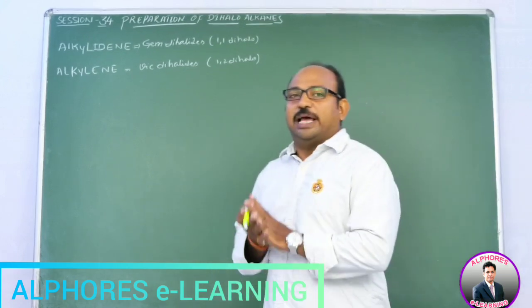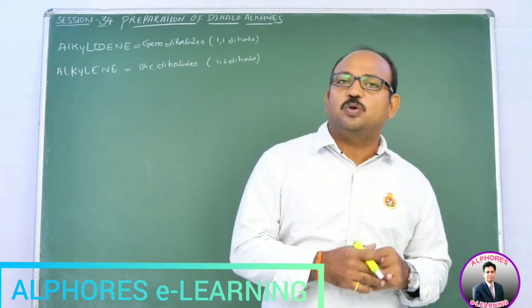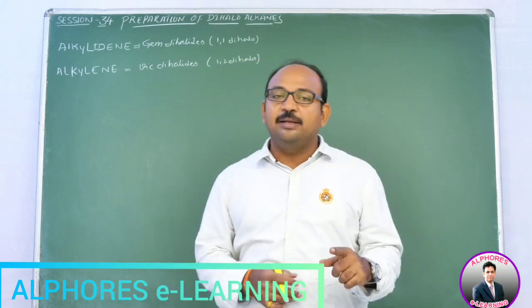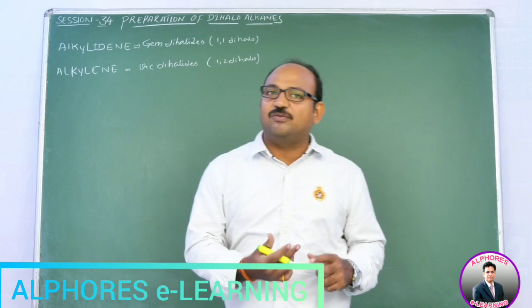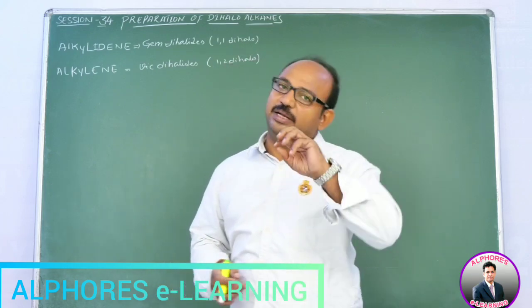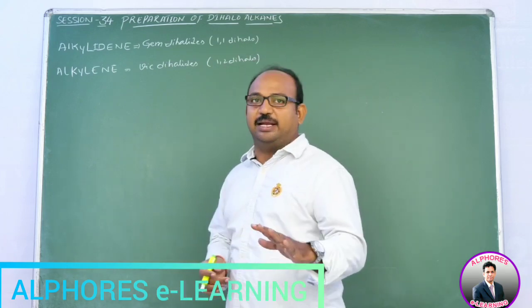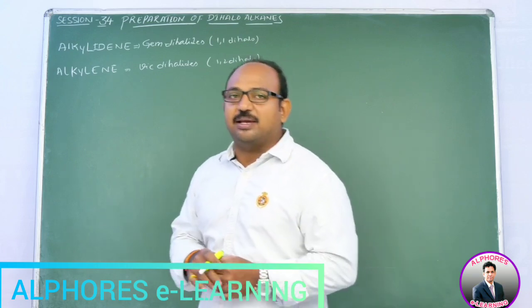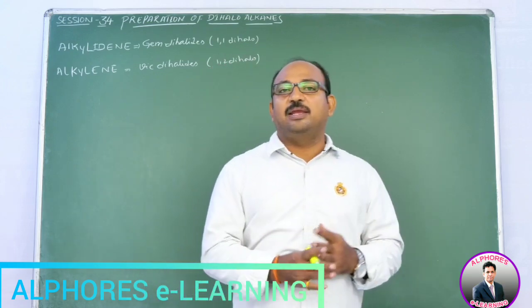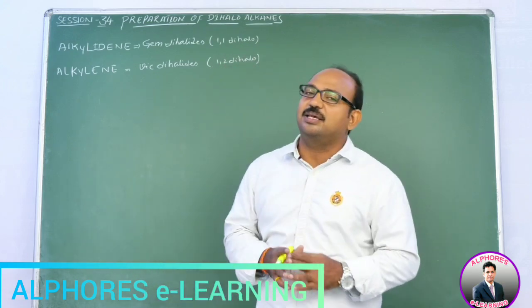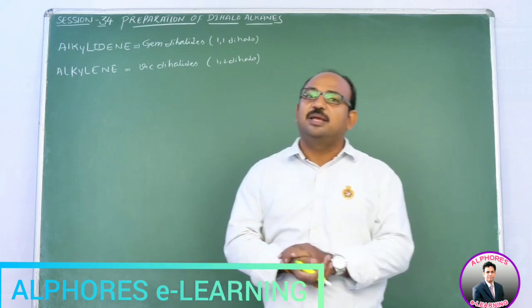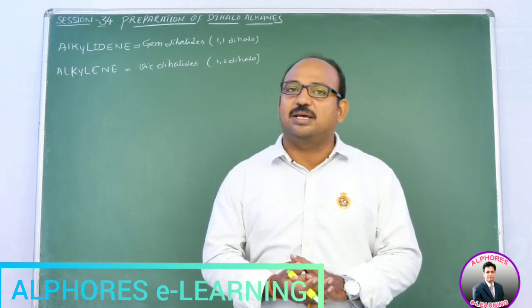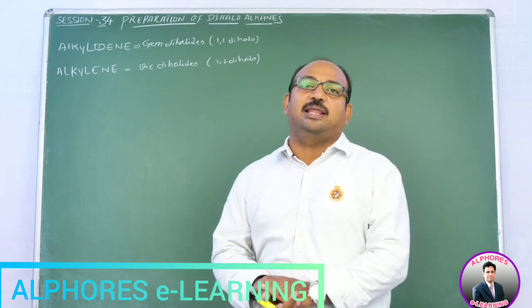As we know, there are two types of dihalogen derivatives. One is alkylidene halides and the second one is alkylene dihalides, or alkylene halides. So what is the difference between alkylidene and alkylene? Alkylidene dihalides are nothing but geminal dihalides, and alkylene halides are nothing but vicinal dihalides.